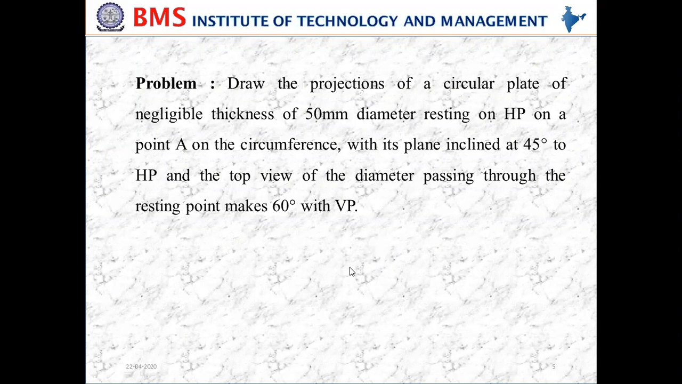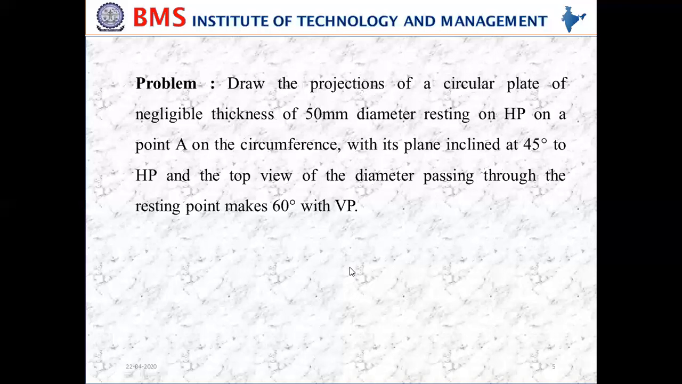Next, he has given that the top view of the diameter passing through the resting point makes 60 degrees with VP. As I told you, if the apparent diameter or top view of the diameter is mentioned in the problem, then the angle with respect to that is nothing but the beta angle given. It may be a top view or it may be an apparent one. So here the beta angle is given, so there is no need for the beta angle finding procedure.